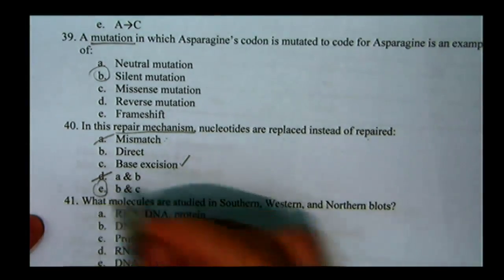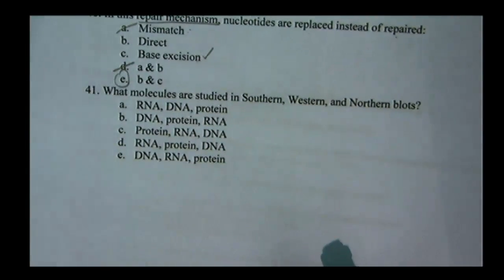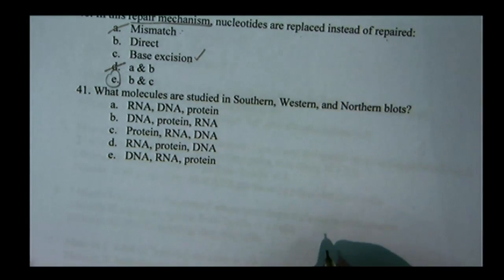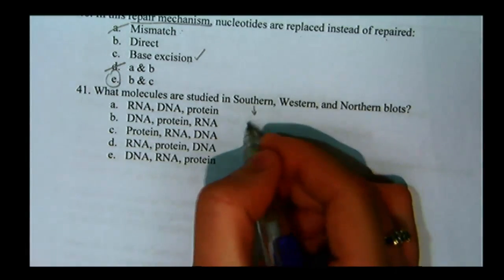Okay, and then here you're talking about biotechnology. So what molecules are studied in Southern, Western, Northern? Southern is always DNA, so get rid of the ones that don't start with DNA. Western is going to be protein. Northern will be RNA.